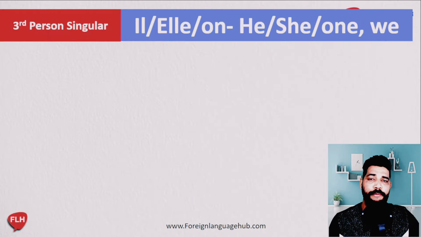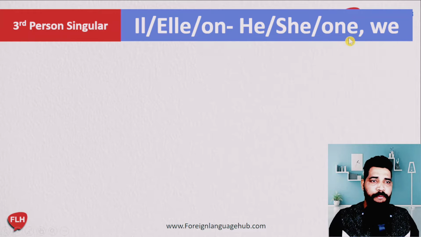Moving on to third person singular, which is il, elle, on. Il is for he, elle is for she, and on is for one or we. Now in modern French, on is used for we, mostly in spoken French, right? And on is used as impersonal or in general, like one must respect the elders. So this one thing, that is on.